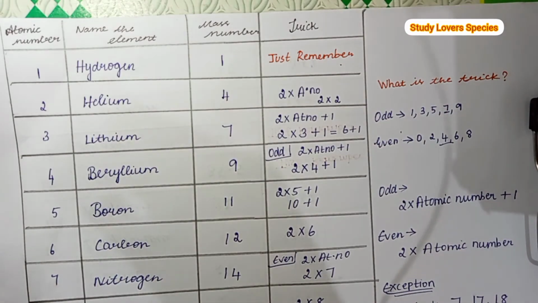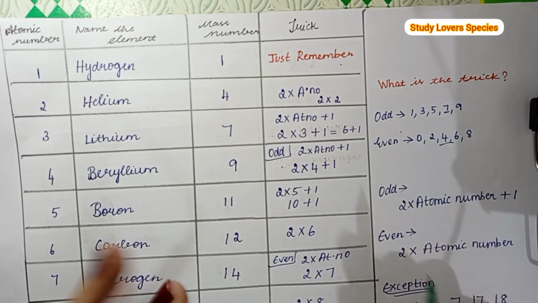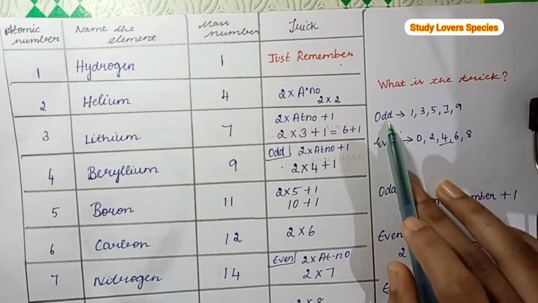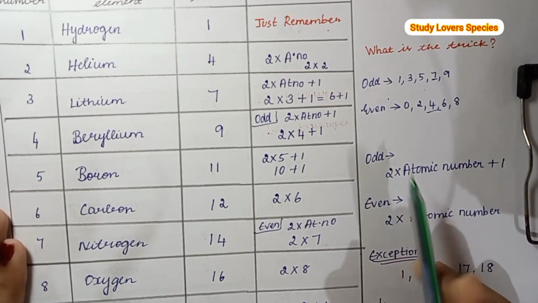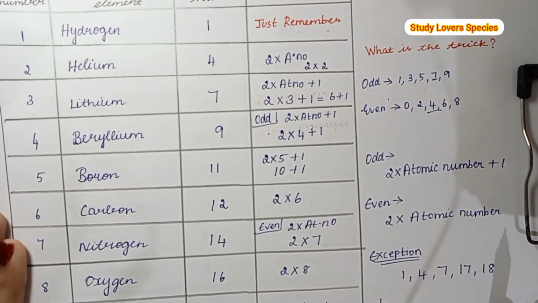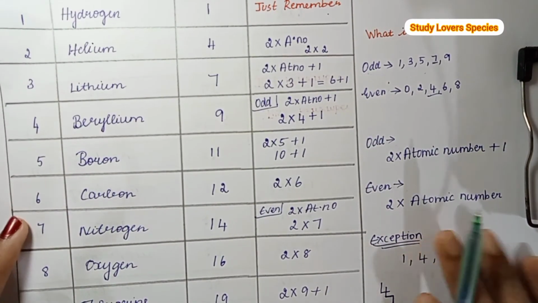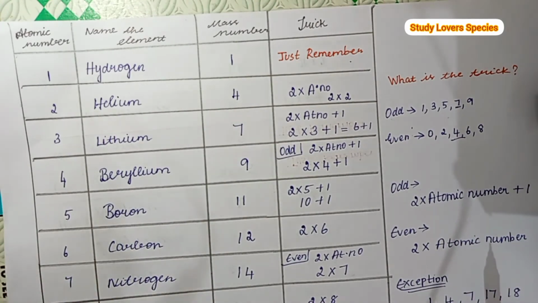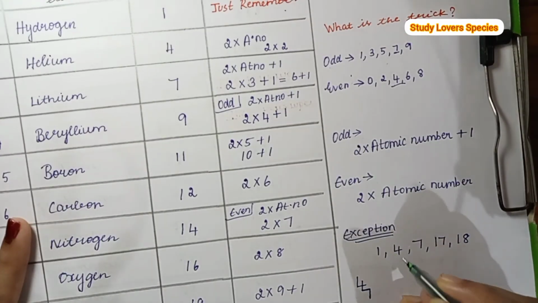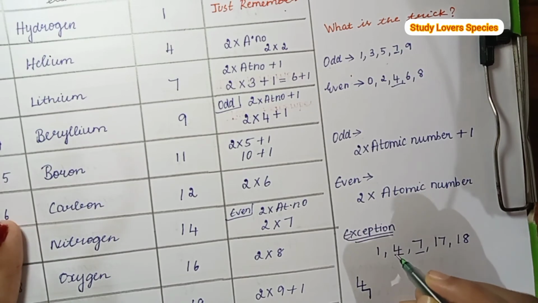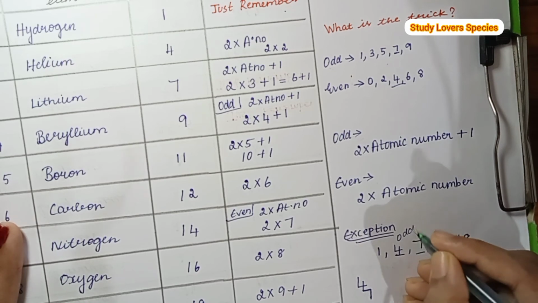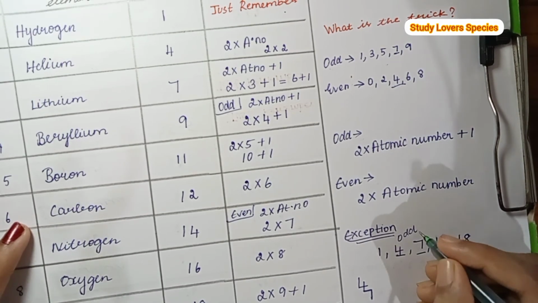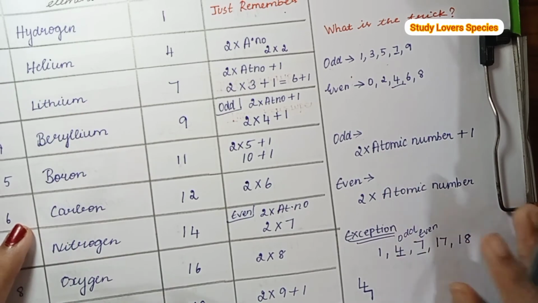Now let's sum up what we have learned. We have learned how to find the mass numbers. You should know what the odd numbers and even numbers are, and the formula for odd numbers and the formula for even numbers. Then mainly you should remember the exceptions, 4 and 7. 4 is actually an even number, but we apply the formula of an odd number. 7 is actually an odd number, but we apply the formula of an even number.